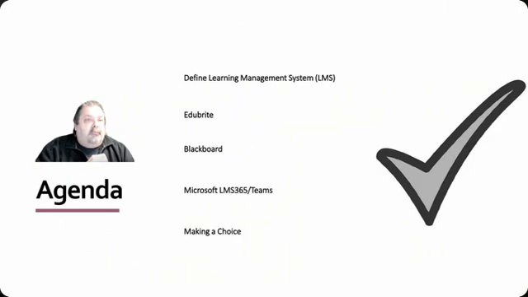The agenda for this short video is as follows. First, I'll define what a learning management system is and what the most common features of LMSs are. From there, I'll move on to comparing 3 different LMSs on the market today: edubrite, Blackboard, and LMS 365 with Microsoft Teams. I've chosen each for a reason or reasons that I'll describe when we get to their portion of the presentation. At this point, suffice it to say that each is a fully functioning learning management system and could probably cover the needs of most environments.